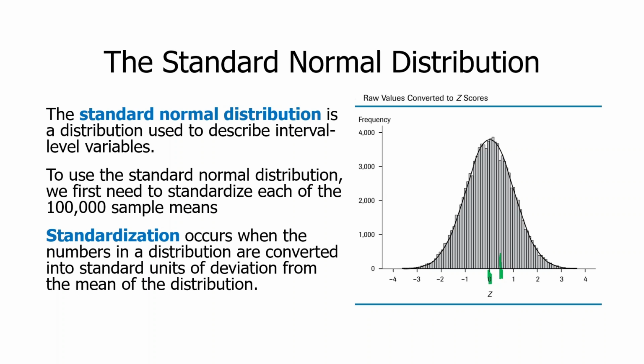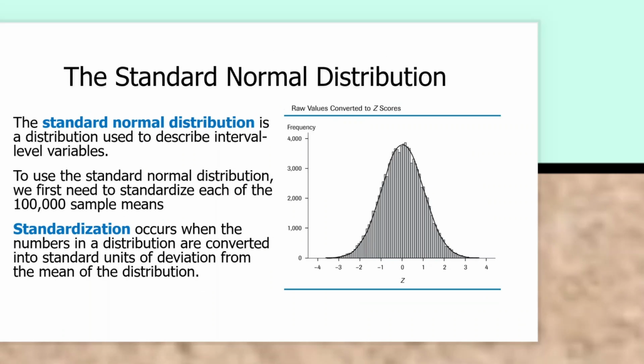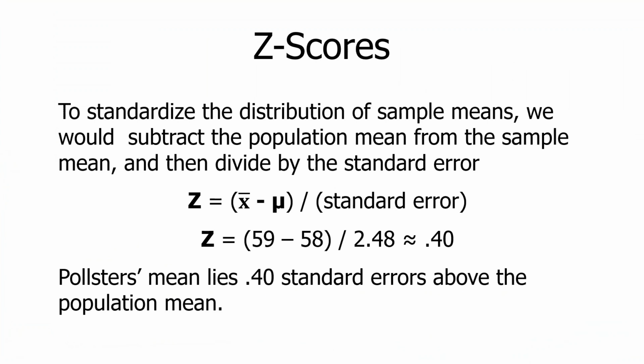Standardization occurs when the numbers in a distribution are converted into standard units of deviation from the mean of the distribution. And of course, the unit of deviation we're using is the standard error. To standardize the distribution of sample means, we would subtract the population mean from the sample mean and then divide by the standard error. So sample means that are below the population mean have negative z-scores. Sample means that are above the population mean have positive z-scores, and any sample mean that falls right on the population mean has a z-score equal to 0.